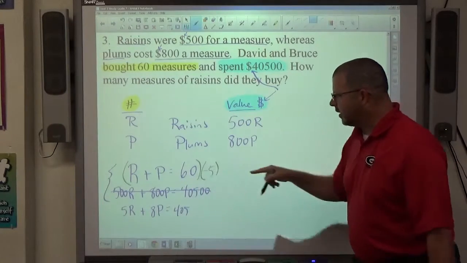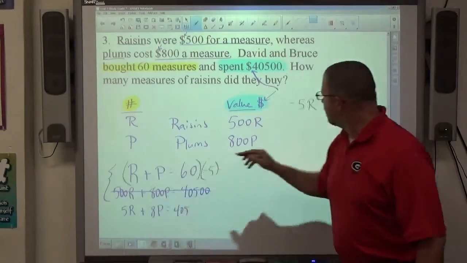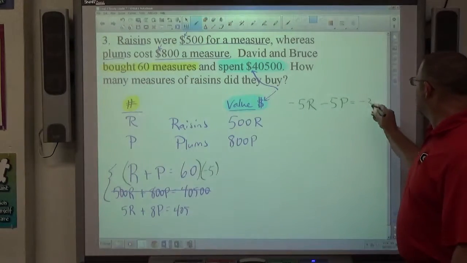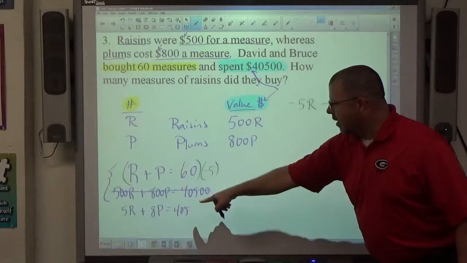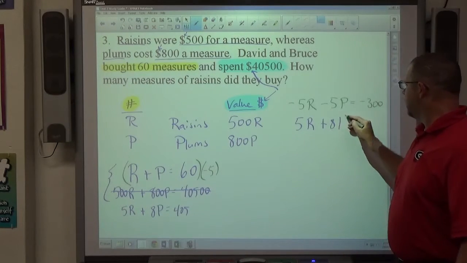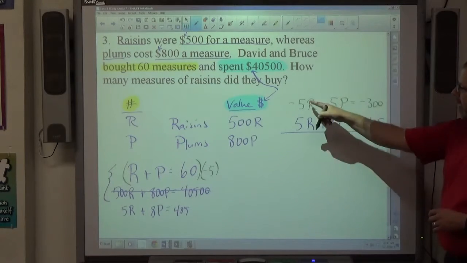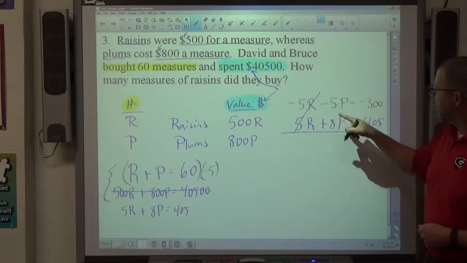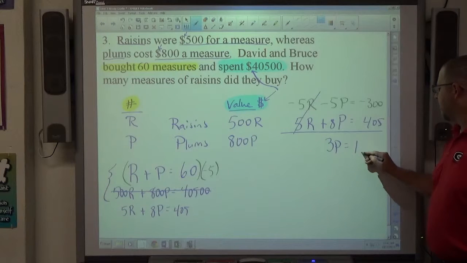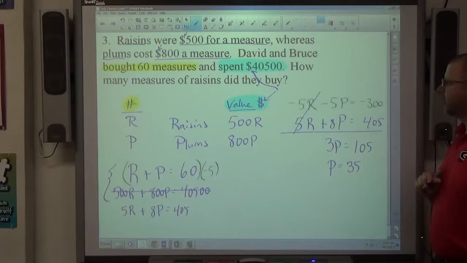So what I'd end up with for the top equation is -5R is what I want. -5P is one of the consequences of that action. -5 times 60 is -300 is the other. And then the bottom equation I'm going to leave as is, so 5 times R plus 8 times P is equal to 405. If I add the equations together now, negative and positive 5R cancel. -5P plus 8P is 3P. -300 plus 405 is 105. Divide both sides by 3, that gets me 35 measures of plums.